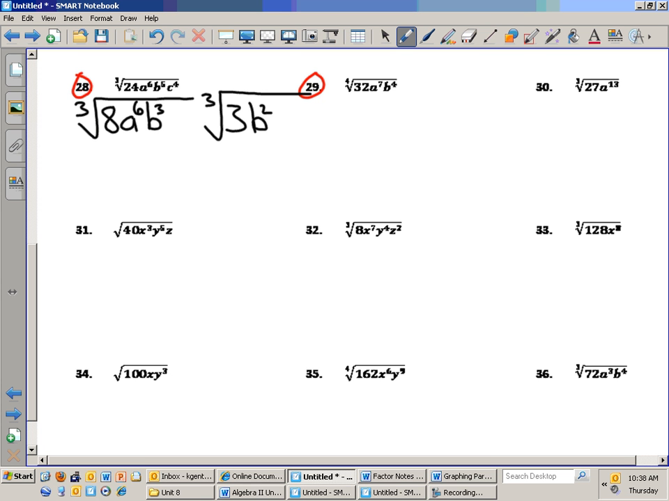And then c to the 4th, I can't do that, can I? So I should have c to the 3rd and c. So what's the cubed root of 8, a to the 6th, b to the 3rd, c to the 3rd? Close. 2a squared bc times the cubed root of 3b squared c.